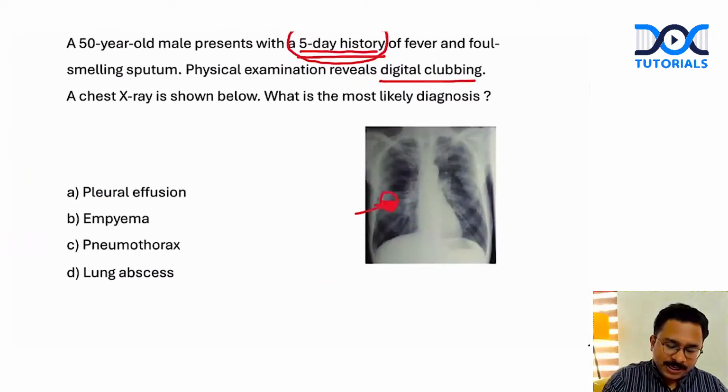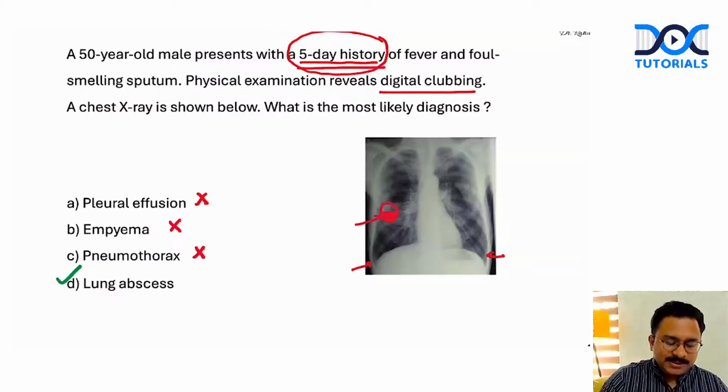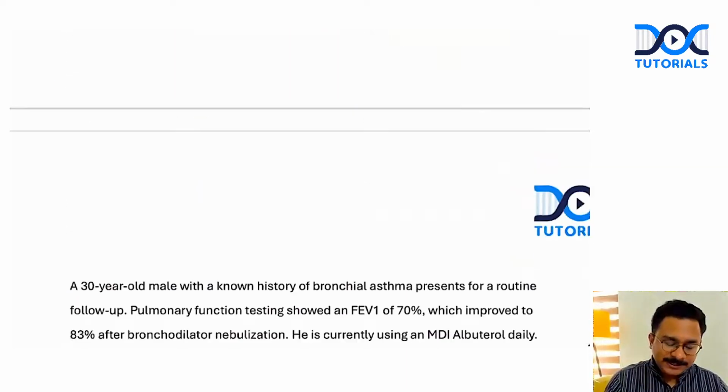Lung abscess. Is it going to be a pleural effusion? No, it is not going to be a pleural effusion. I am not seeing any sort of blunting of the costophrenic angles. That is not going to be the answer. What about empyema? It is more of a pleural based lesion, a peripheral lesion. That is not what I am considering here. You are not going to get an air fluid level in case of empyema as well. What about pneumothorax? No, that is not what you are seeing here. So the answer is quite obviously a lung abscess, right? Let us go to the next question.